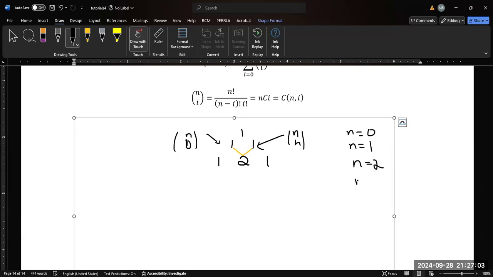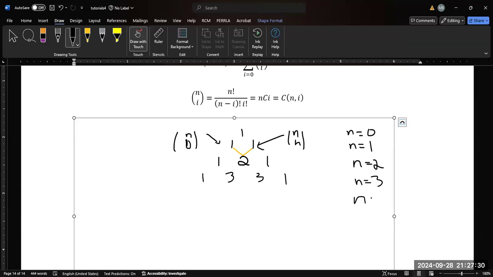Now, if you go down to the next line, n equals 3, then again, we have 1s on the outside. And then when we add, we get 3. 1 and 2 is 3. 2 and 1 is also 3. So our cube, a plus b cubed, will be a cubed plus 3a squared b plus 3ab squared plus b cubed.